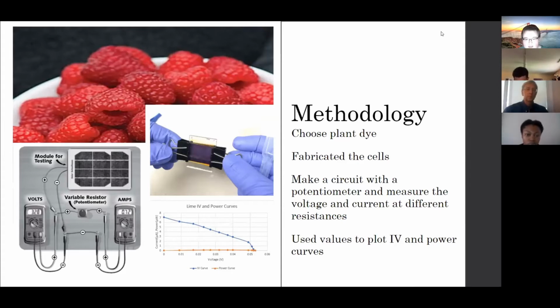From there, we made a circuit with a potentiometer and multimeters to measure the voltage and the current at different levels of resistances. We can see an example of that on the bottom left. And then finally, we gathered the data from that, and we used that to plot the IV and the power curves.